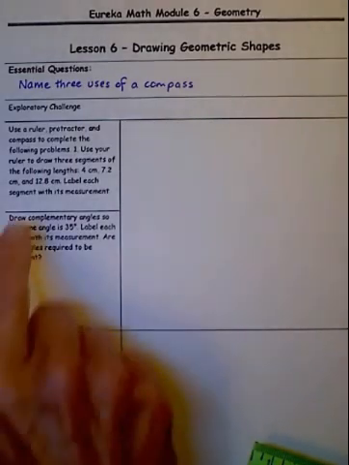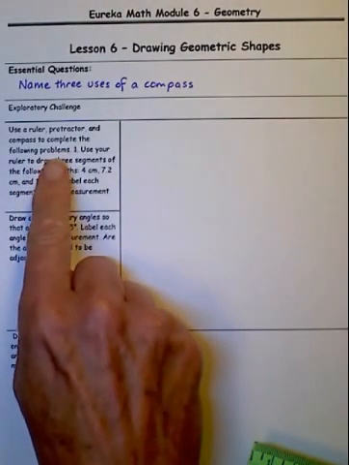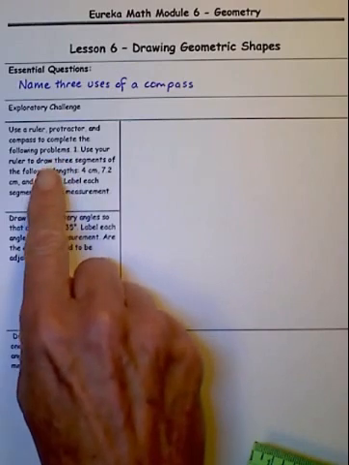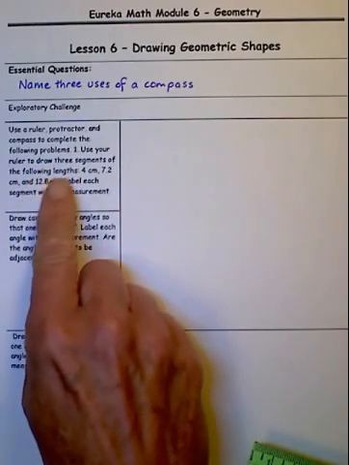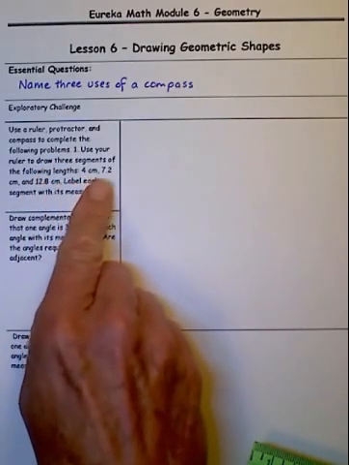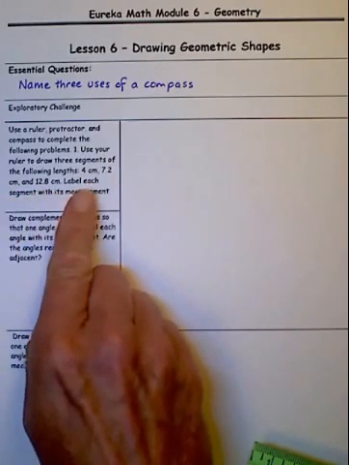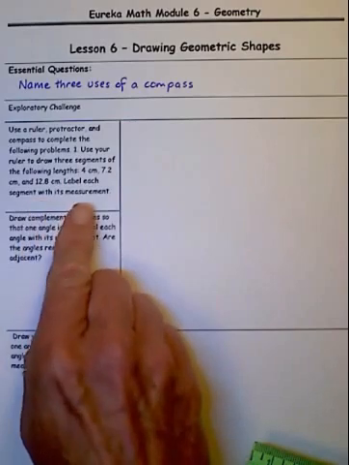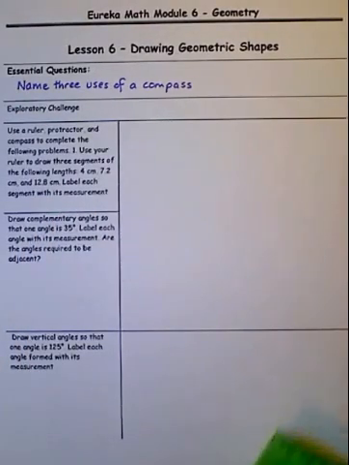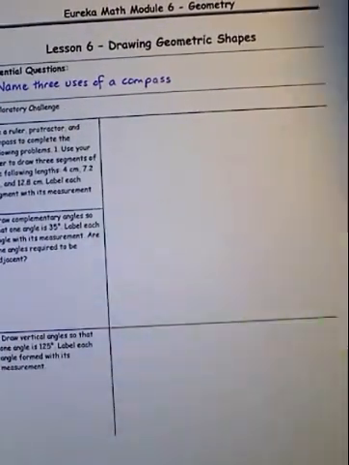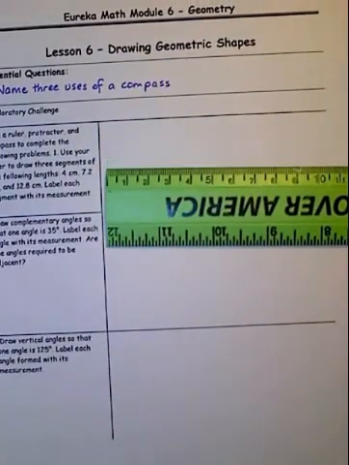Use a ruler, protractor, and compass to complete the following problems. First, use your ruler to draw 3 segments of the following lengths: 4 centimeters, 7.2 centimeters, and 12.8 centimeters. Label each segment with its measurement. Let's get started with our segments.